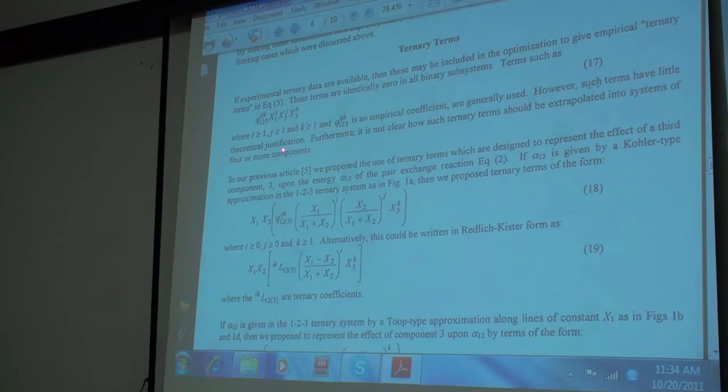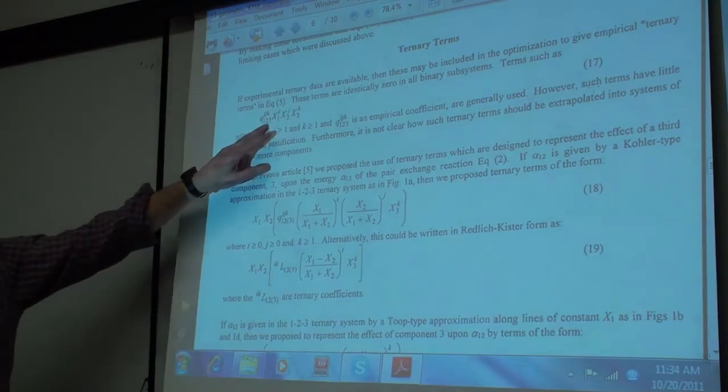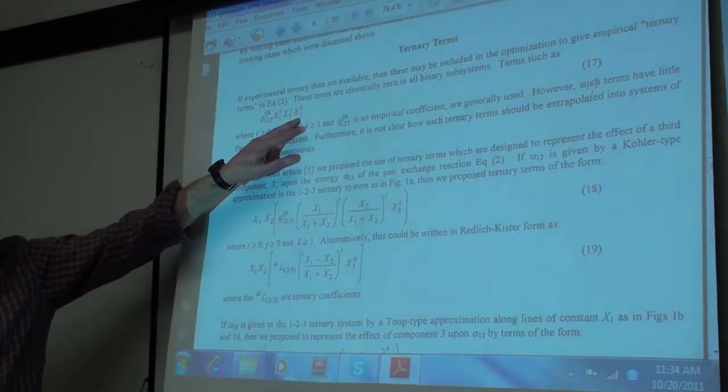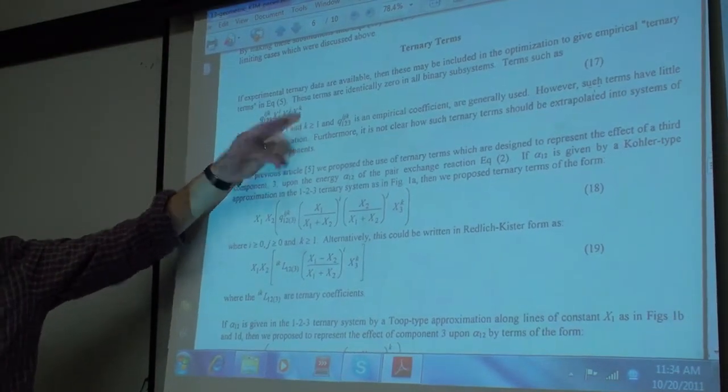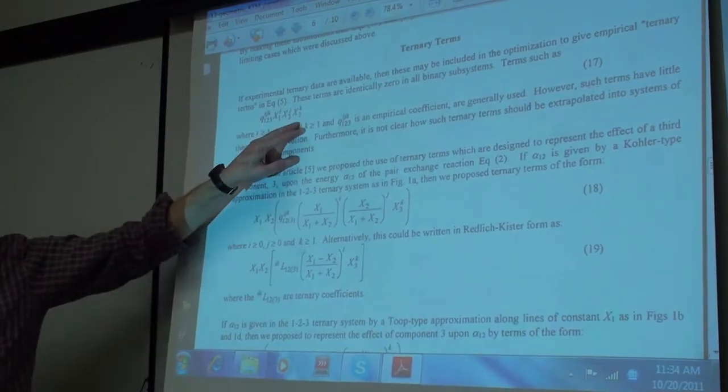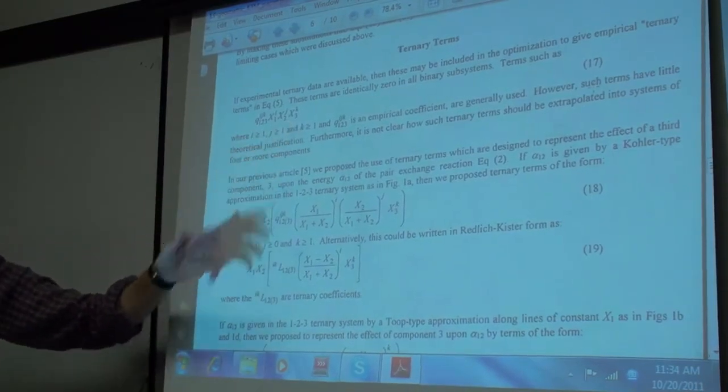However, such terms have little theoretical justification. It's also not clear how the ternary term should be extrapolated into four or more components. Going back to what I said before the break, if your ternary systems are Kohler, Toop, Muggianu, and so on, then we have this rational, logical way to go to 4, 5, and 6 component systems. But if you have this in the ternary system, what do I do for the quaternary system? I can't just write it like that. That isn't right. What do I do? So it's not quite clear.